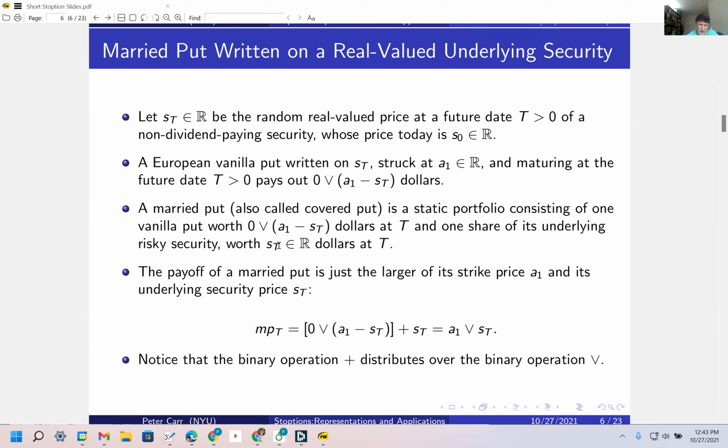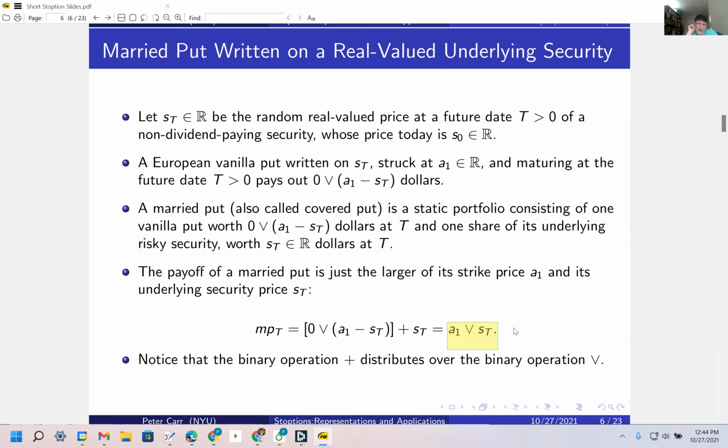And if you literally combine, by ordinary addition, the payoff of the vanilla put, which is highlighted here, with the payoff from its underlying, then the payoff simplifies to the larger of the strike and the underlying security price at maturity. And that max between A1 and the random security price at maturity is actually a binary operation. If A1 and little s are both real, then the max of the two is also real, and that's all you need to be called a binary operation.